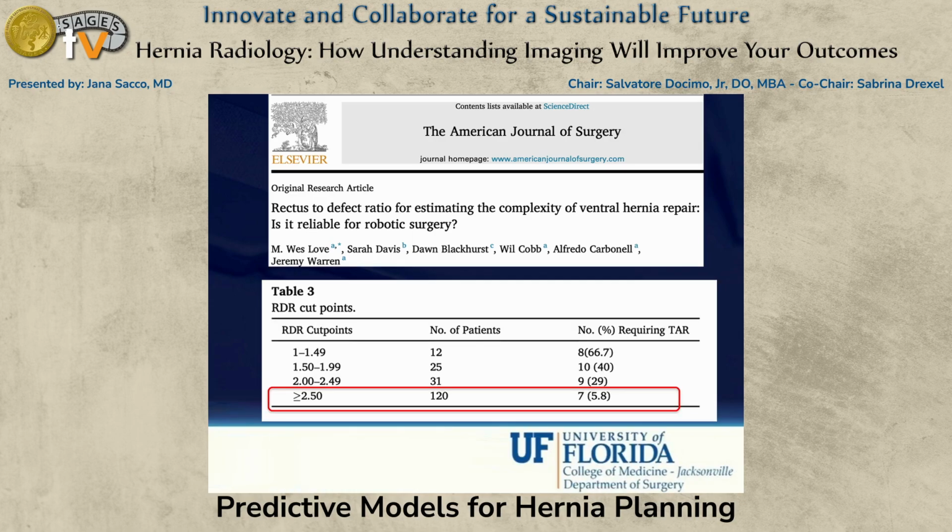So in this study, they stratified again, and they showed that if it was greater than 2.5, their percent of needing a TAR was only 7. And again, this paper was a little bit later on, so almost, I believe, all the cases in this one were TAR, whereas previously they had stratified between the two.